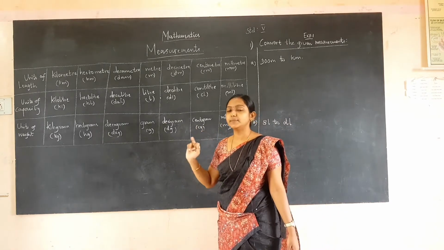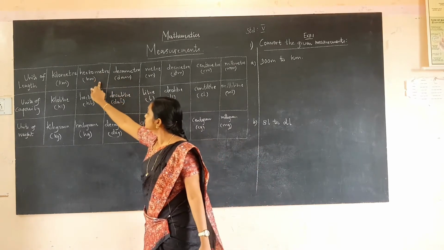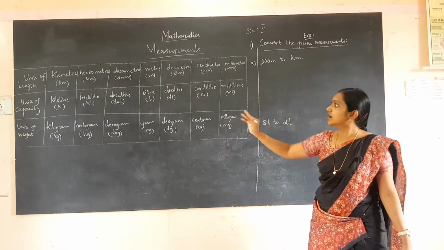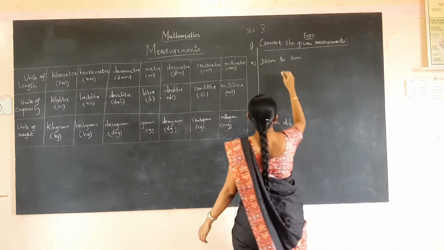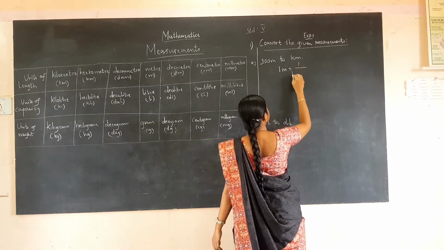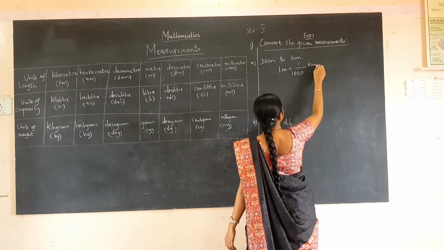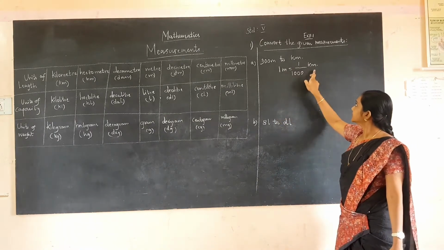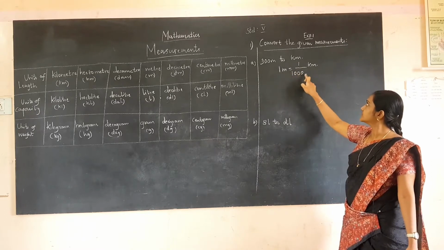First, count how many places we have to move. 1, 2 and 3. We have to move 3 places to convert from meter to kilometer. So, 1 meter is equal to 1 divided by 1000 kilometer.